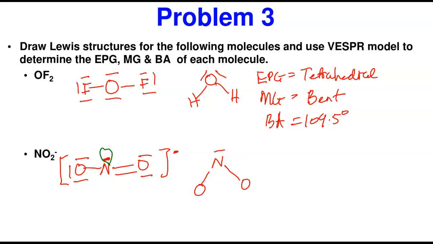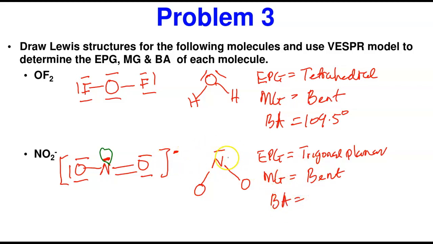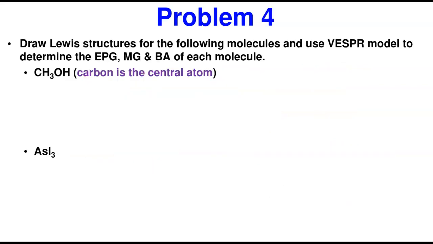What it simply means is that the electron pair geometry is going to give us, since there are a total of 1, 2, 3 things here, trigonal planar, and then the molecular geometry is going to be bent. And again, because there are 3 things attached to this molecule, the bond angle is going to give us 120 degrees. And that is how we do this problem. We go to the next one.